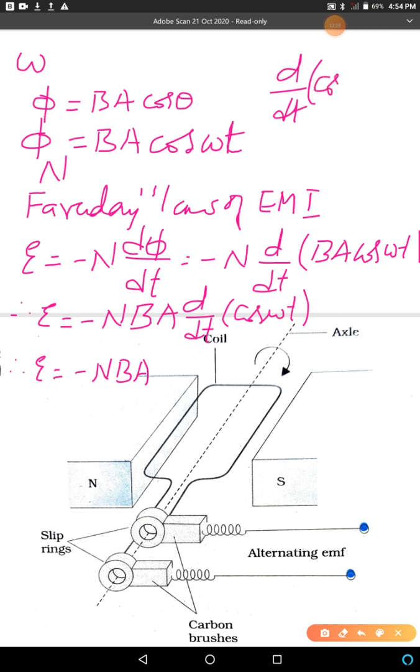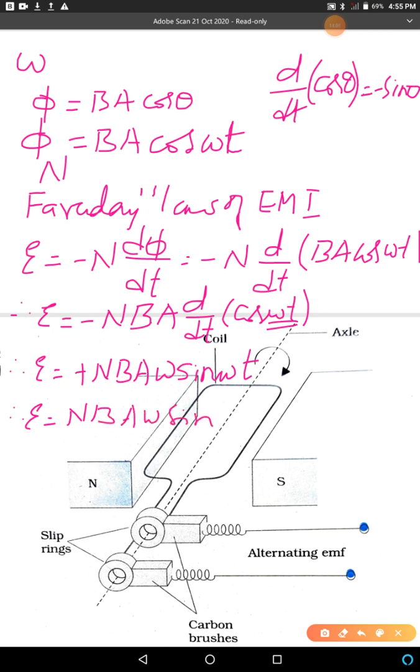Mathematics mostly, just remember the formula: differentiation of cos theta is minus sin theta. So the differentiation of cos omega t is minus sin omega t. This minus becomes plus. So NBA, differentiation of cos omega t is sin omega t. The differentiation of omega t is again omega, so one omega comes and gets added here. Therefore EMF epsilon will be equal to n B A omega sin omega t. So this is the induced EMF.